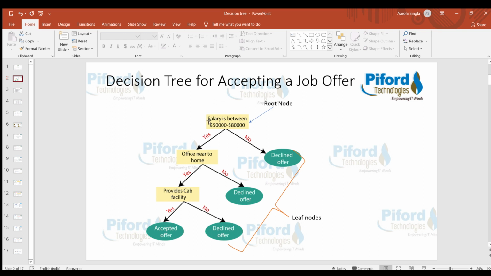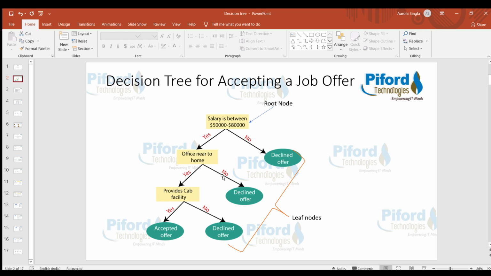So if you'll see here, the very first node, this is a root node. Root node is the node from where we start a decision tree, right? And it is very important to choose a right root node. So the very first root node is salary is between $50,000 to $80,000. So if salary is not between $50,000 to $80,000, then decline the job offer. And if salary is between $50,000 to $80,000, then check whether office is near to home or not.